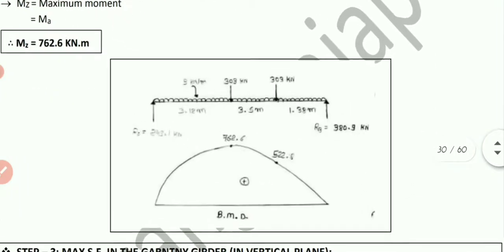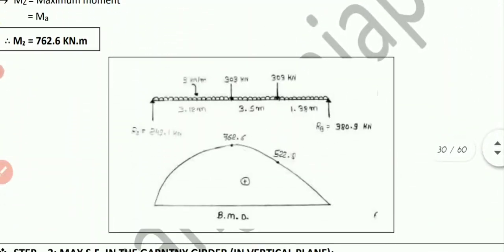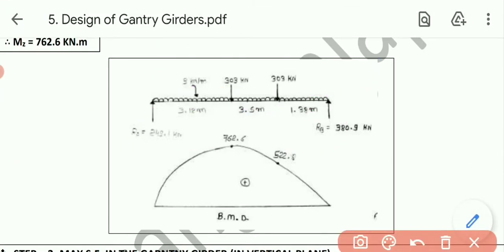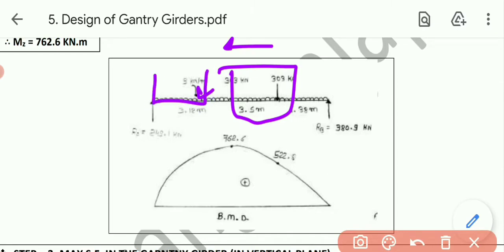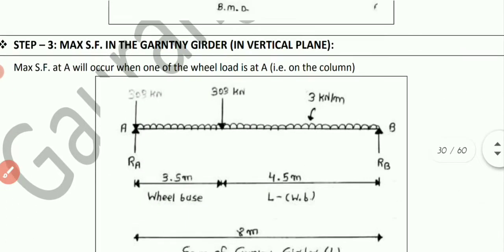So what I'm doing, I'm just placing these two wheels towards over here. Okay, so these two wheels will be over here like this, like this. So let's see.